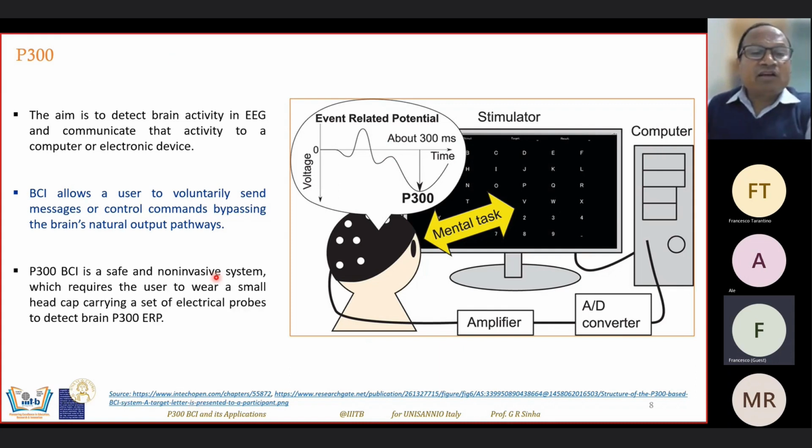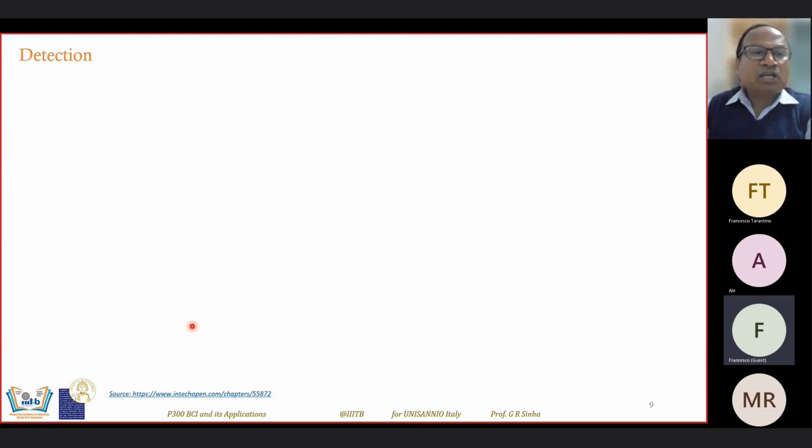So it's a safe and non-invasive system. Of course, we don't go for ECoG and field potentials. We don't go for an invasive method. It requires the user to wear a small cap carrying a set of electrode probes. Unlike other methods, the subject is just required to wear a cap that carries a set of electrode probes to detect the ERP, event related potential.